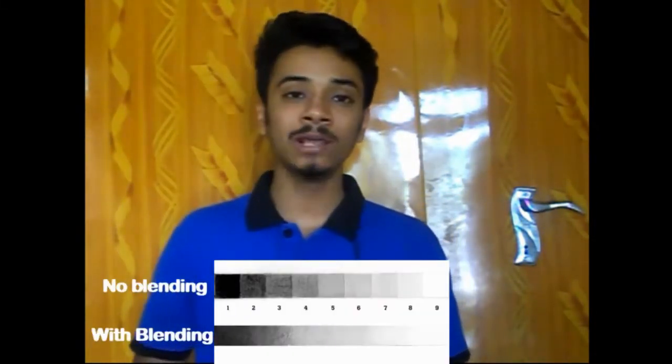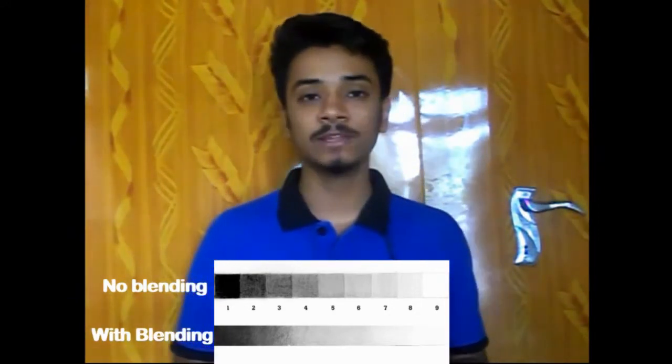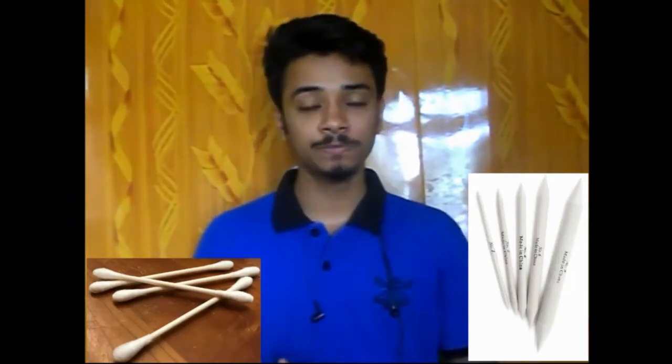Now by blending, what I mean is any unevenness that is present in the shades, in the values, can be evened out by using blending tools like Q-tips or cotton swabs or blending stumps. I prefer using the Q-tips. They are cheap and they are easily available at any local store.